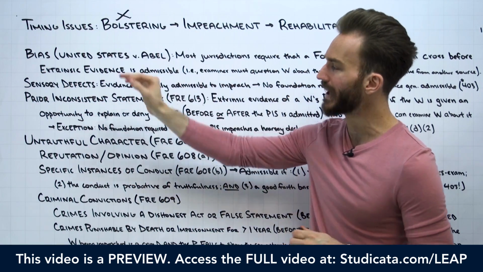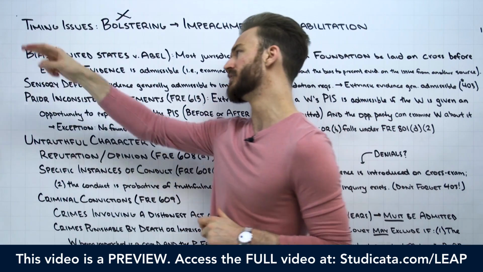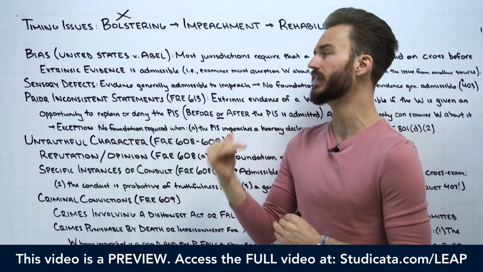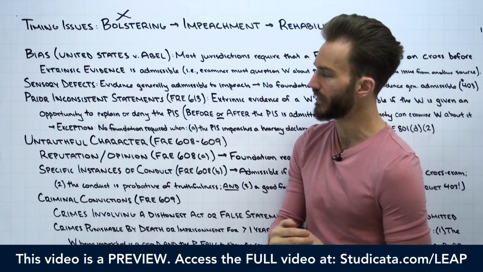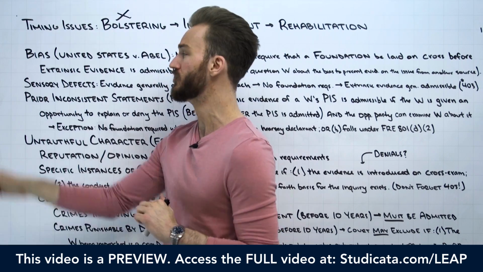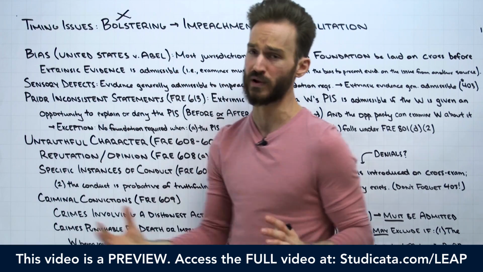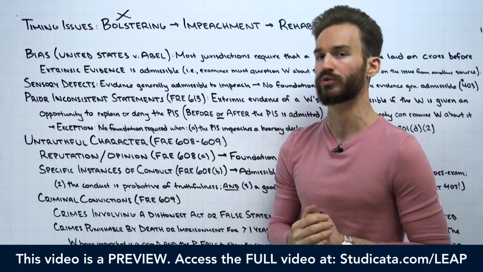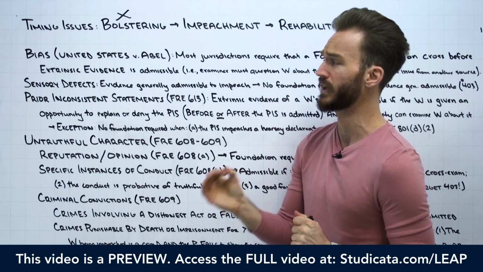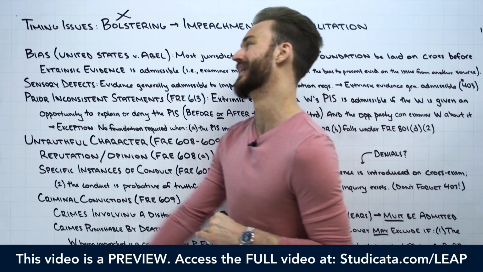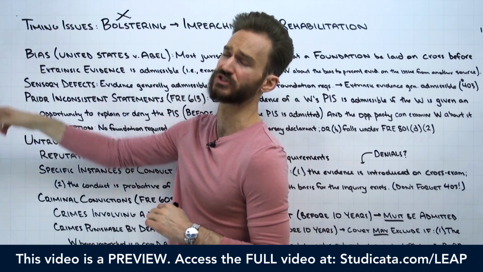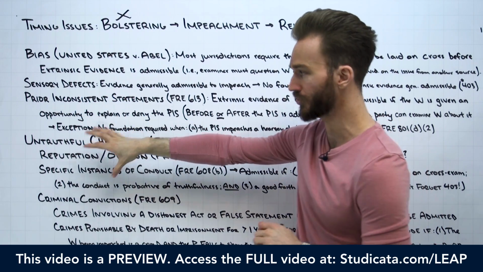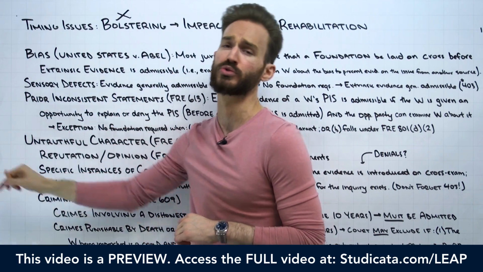We can start with bias and sensory defects. What's interesting about bias and sensory defects, just a note here, is that we don't have any federal rules in the federal rules of evidence dedicated specifically to these two forms of impeachment, right? This is mostly coming from case law. So we're diverting a little bit from the federal rules of evidence, but there is well-established case law here for us to rely on. So again, that's with bias and sensory defects, right? And then we'll jump into actual black letter federal rules when we get to prior inconsistent statements and untruthful character.